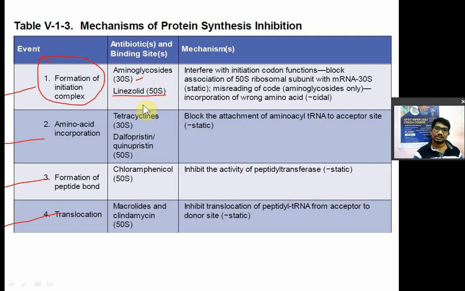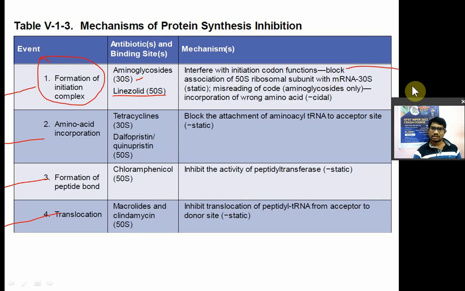Chloramphenicol also binds to the 50S ribosomal subunit of the bacteria, right? These drugs interfere with the codon function. Particularly, aminoglycosides interfere with the codon function by binding with the 30S ribosomal subunit and preventing association of the 50S ribosomal subunit with the mRNA. So they prevent the formation of the initiation complex. Initiation complex means the 30S ribosomal subunit containing mRNA and the 50S ribosomal subunit containing tRNA, right? The formation of this complex is prevented by these drugs.